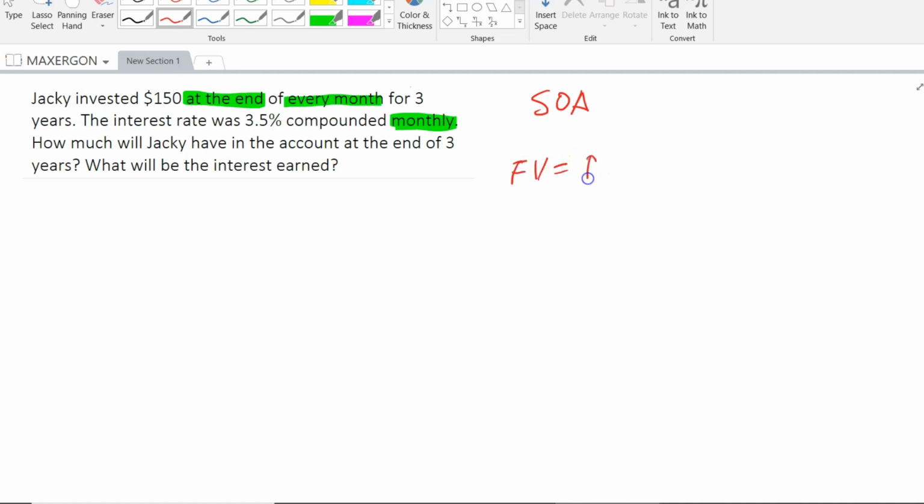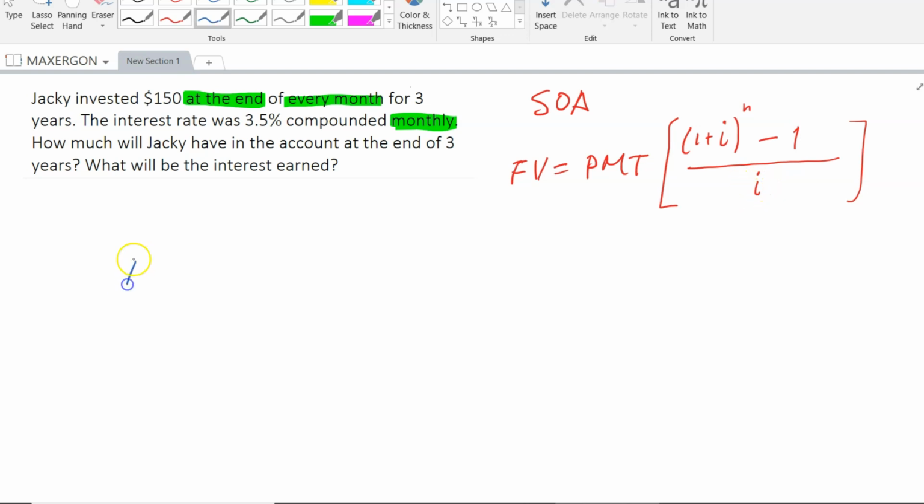Future value equals PMT, which is the periodic payment, times this fraction. In the numerator, we have 1 plus i, where i is the periodic rate, n is the total number of periods, and n is the exponent here, minus 1. We'll divide here by the periodic rate, i.